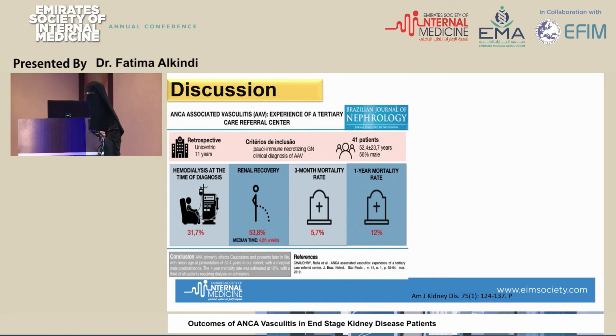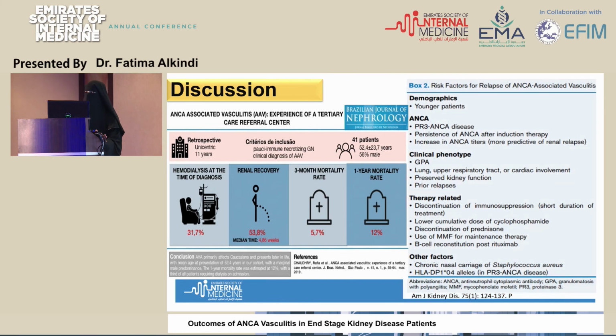If you compare our cohort with other cohorts from European countries, for example, in this study they had an 11-year retrospective study and included 41 patients. You can see 30% of patients had acute kidney injury. They required dialysis at the initial diagnosis, and only 50% improved after proper induction therapy. But the mortality remained high at 1 year, accounting for 12%.